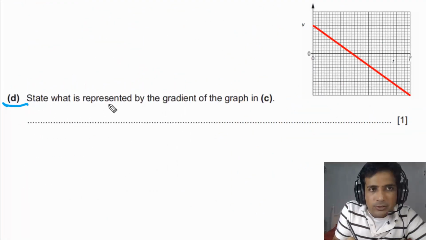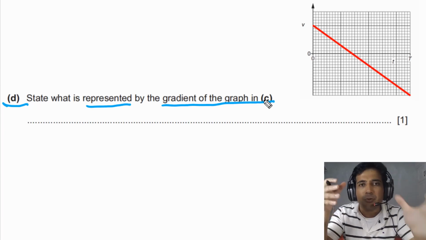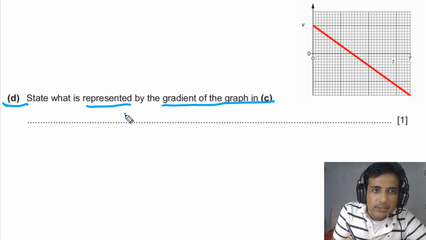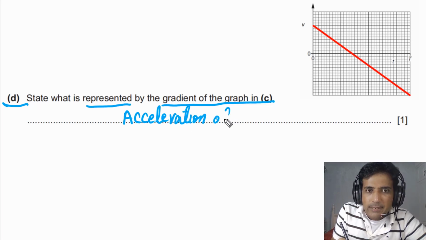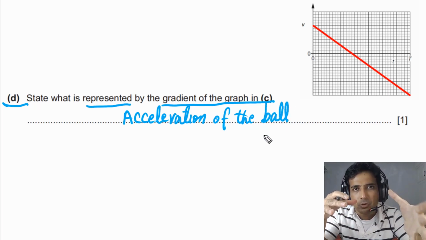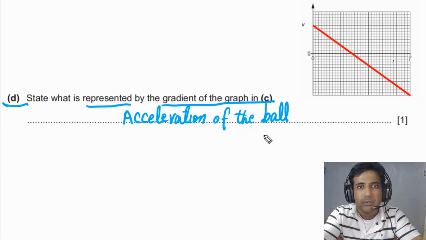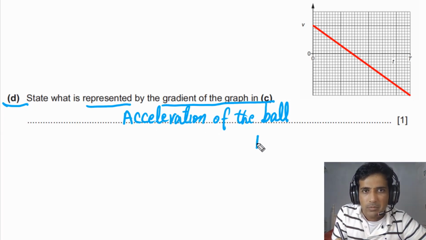For part D, we need to state what is represented by the gradient of the graph in C. So simply you need to write down what the gradient of a VT graph is, and the gradient of a VT graph is equal to acceleration. So simply you can say gradient is equal to acceleration of the ball. If you simply write down acceleration, that is quite enough. But in this case, acceleration of the ball is equal to acceleration due to gravity, because in this case there is no air resistance. So if you write down acceleration, you will get 1 mark.